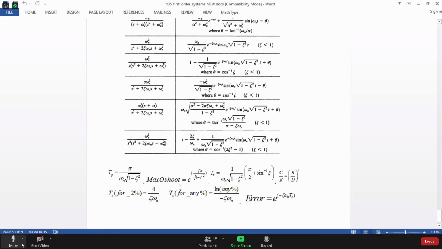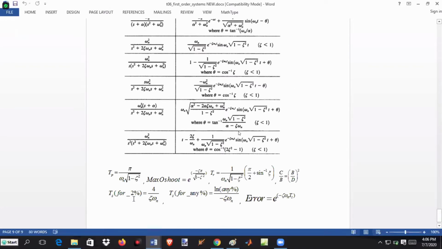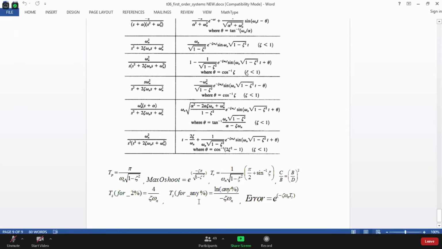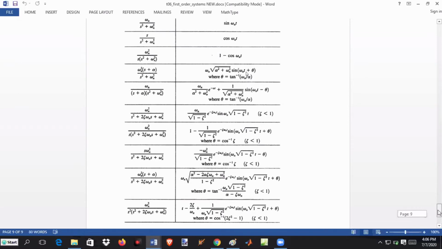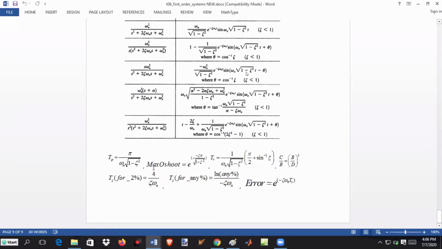TP, the one, maximum overshoot, TS for 2%. I think it's 2%, TS for 2%. Then I've got TS for any percentage. So the Laplace transform formula will not be used for page 2, but the bottom formula will be used.